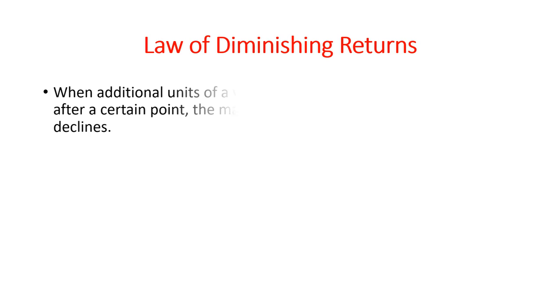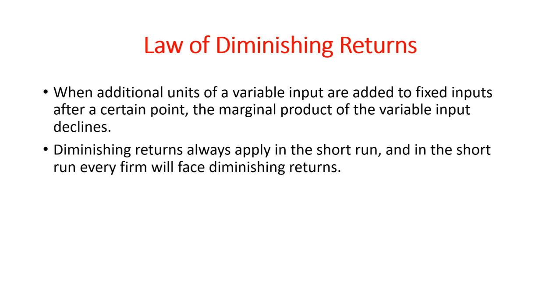Next is the law of diminishing returns. Students, as we have already seen, additional units of variable inputs do not guarantee an increase in output at an increasing rate after a certain point. That is, when additional units of variable inputs are added to a fixed input, after a certain point the marginal product of the variable input declines. This is given the name of the law of diminishing returns. It always applies in the short run.